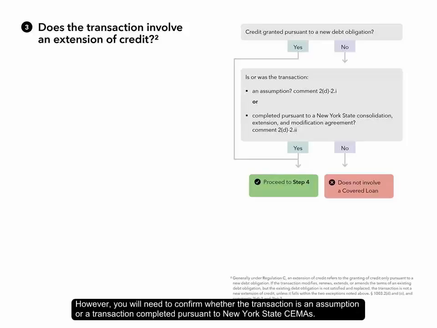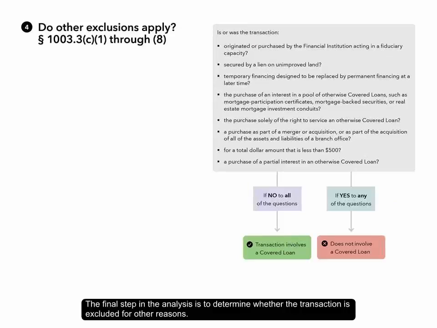However, you will need to confirm whether the transaction is an assumption or a transaction completed pursuant to New York State CMAs. Under the final rule, these types of transactions are extensions of credit even if there is no new debt obligation. The final step in the analysis is to determine whether the transaction is excluded for other reasons.